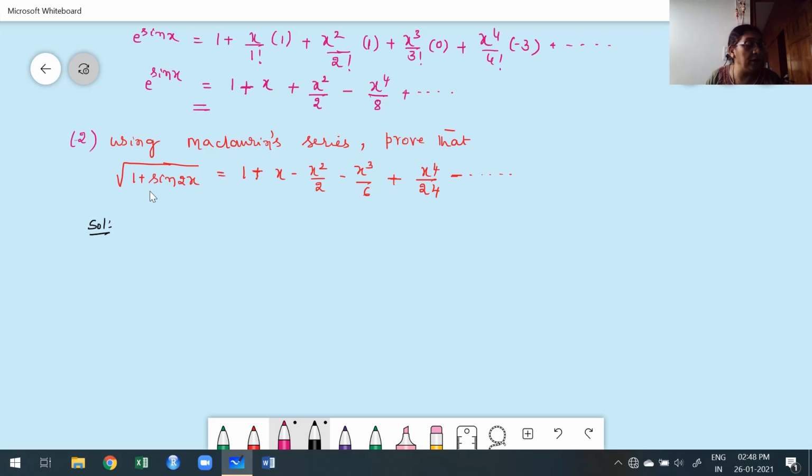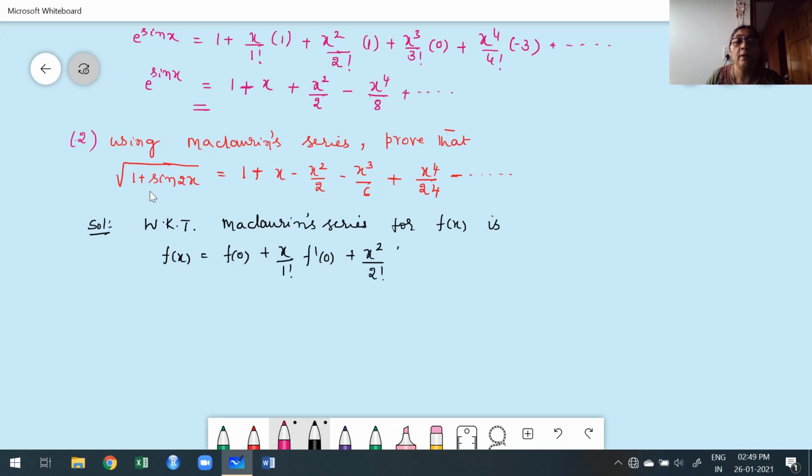Before finding the derivatives, first you write down which series we are going to use to expand this. Maclaurin series. We know that the Maclaurin series for the function f of x is f of x equals f of 0 plus x by 1 factorial into f dash of 0 plus x square by 2 factorial into f double dash of 0 plus etc.